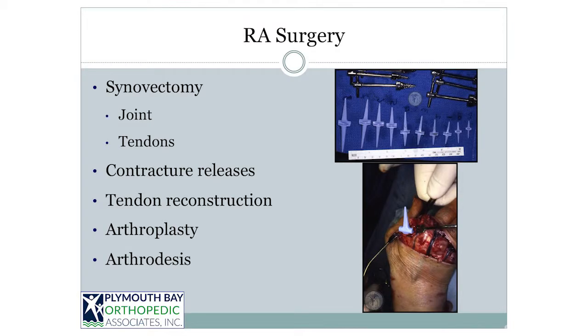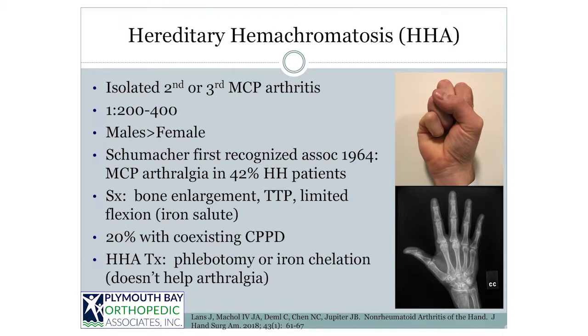Other things are synovectomies, so that swelling that you see around the tendons, contracture releases with those finger deformities, and then if the tendons do rupture, they will need to be repaired as well. So another type of inflammatory arthritis is called hereditary hemochromatosis.